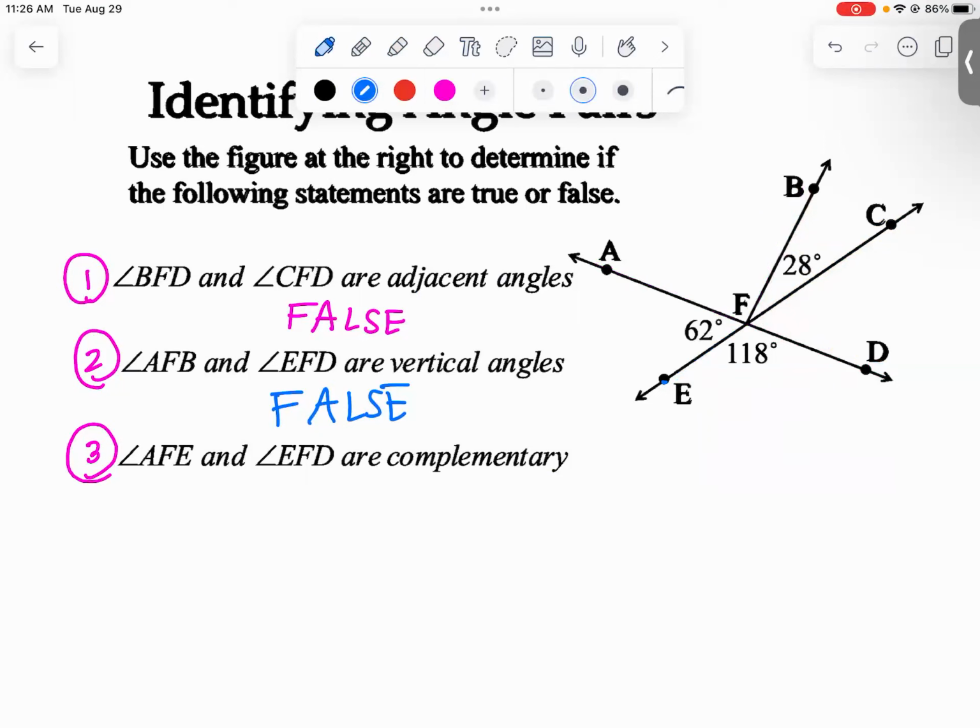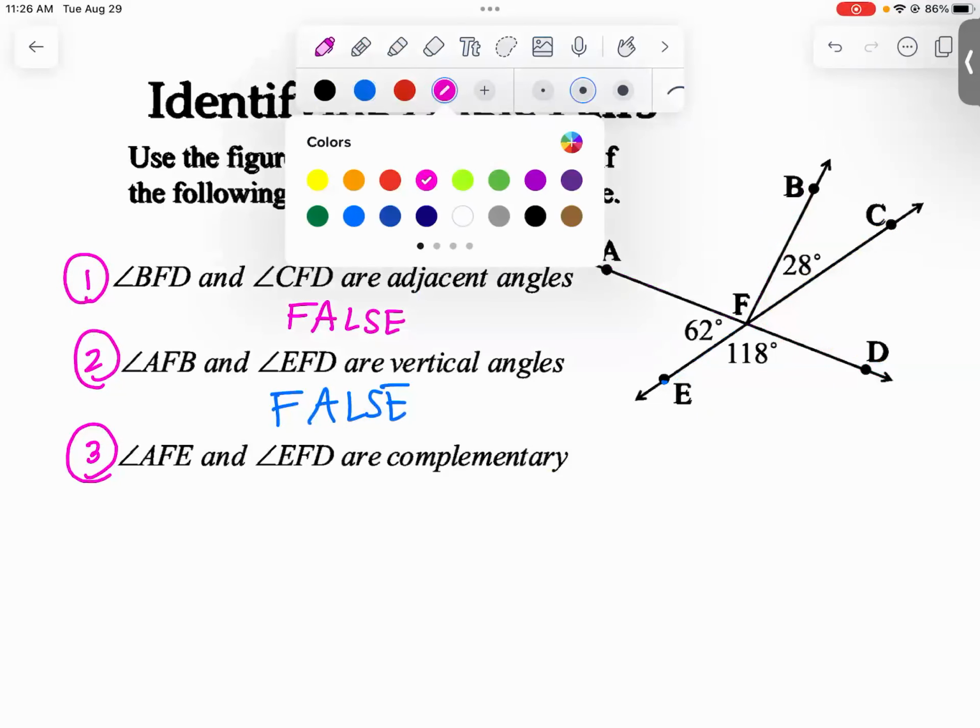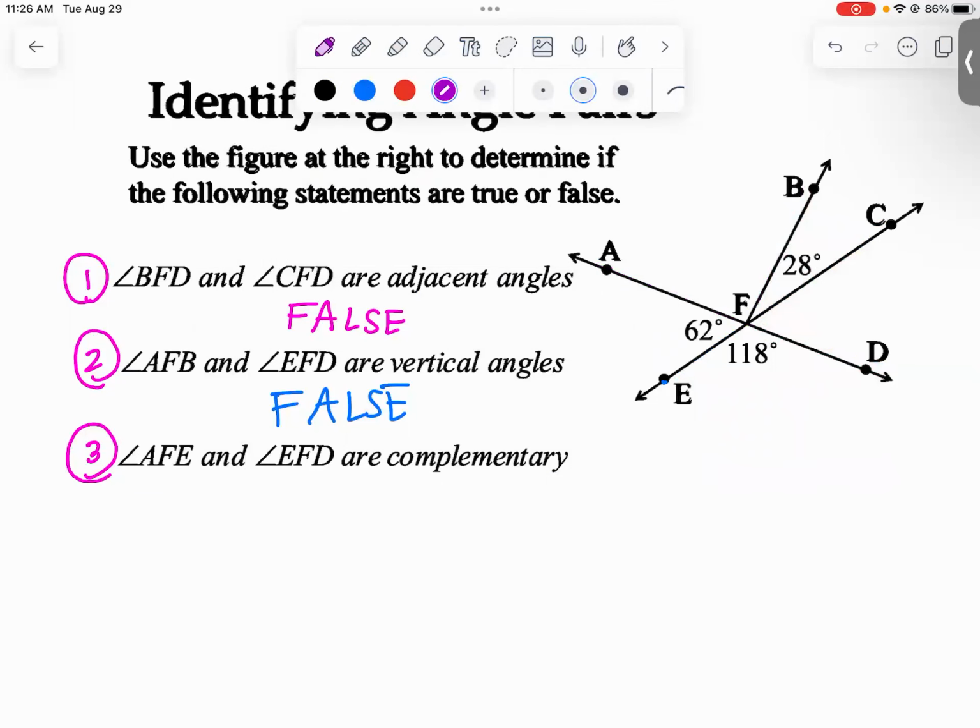And then lastly, we have AFE and EFD are complementary. What are they? They would be supplementary. 3 falses, man, who would have thought? Lies, all of them.